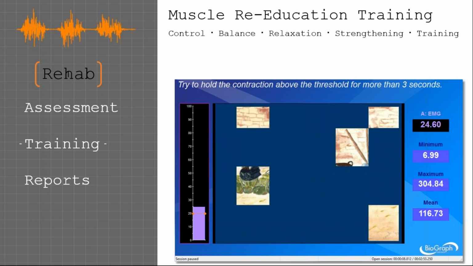Especially on our relaxation and strengthening screens, what we're going to get is some sort of line graph or bar graph with a threshold attached. Some feedback mechanism, whether it be audio or visual or both, and then some sort of metrics on our screen. So that's what we're looking at here.